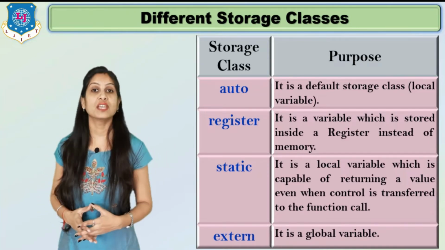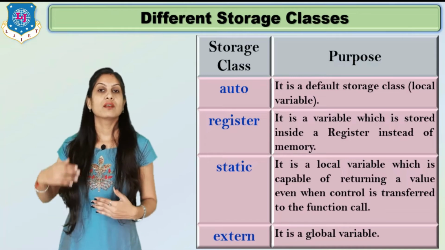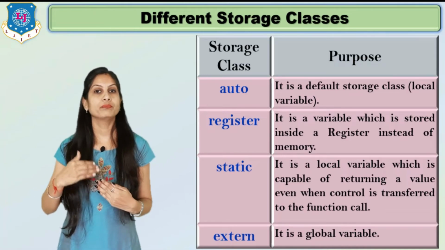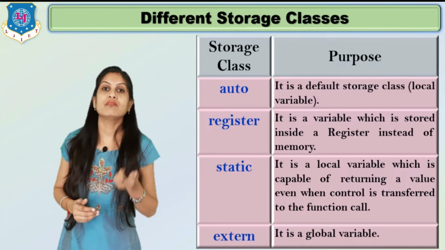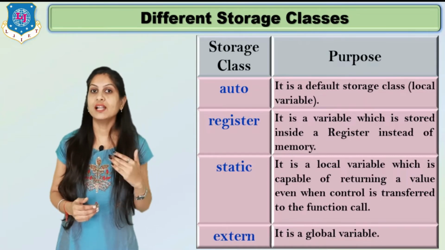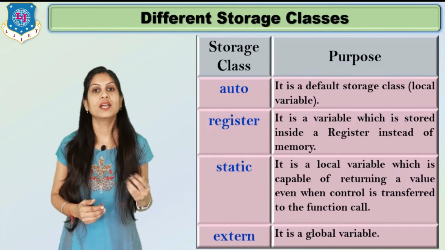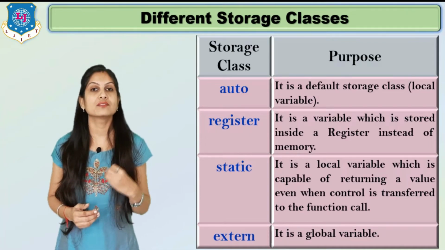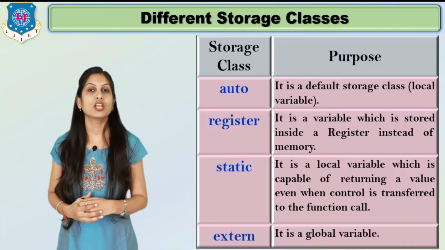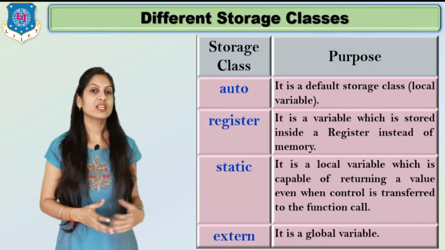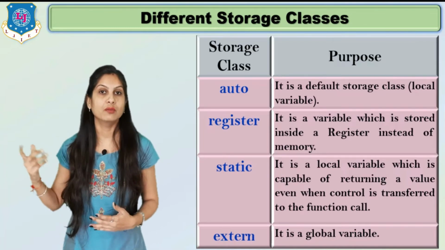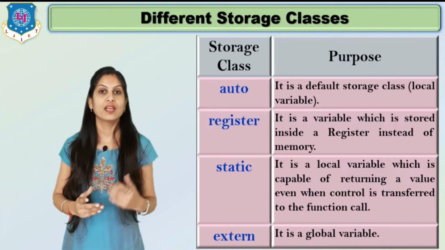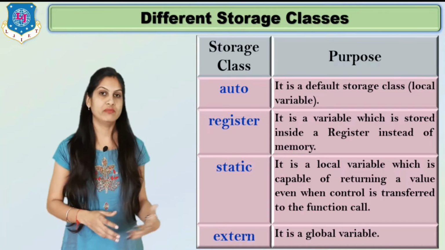Third is static. Static means that when the program is completed, only then will that particular variable's value be destroyed. Until the program stops, it retains its value and does not destroy it. That is the meaning of static. And the last one is extern. Extern, the full form is external, means it is outside, and we can say it is like global variables.